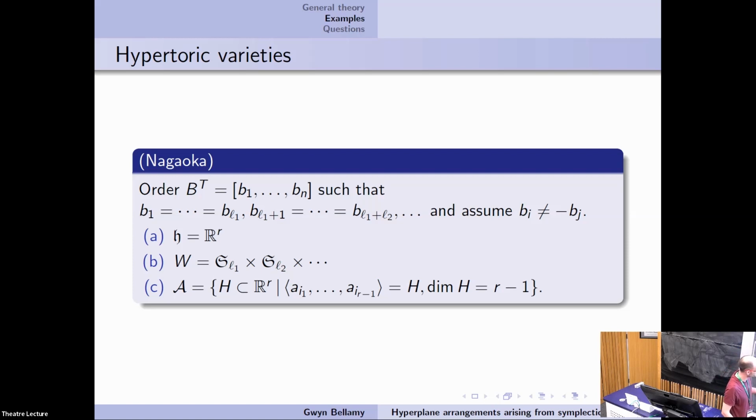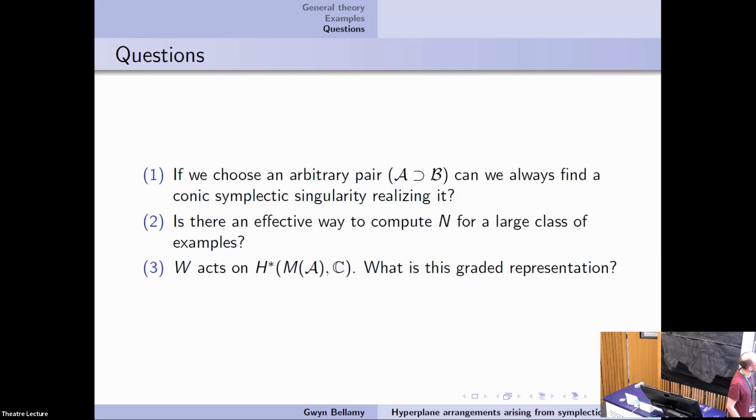I just wanted to mention this example because it is quite a general hyperplane arrangement that one can get in this way. It's a very combinatorial thing. Okay, so that was all the examples. And I'll just finish with the very obvious 3 questions coming from this.